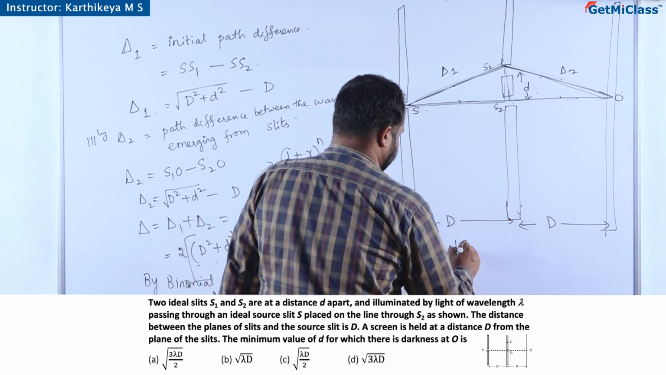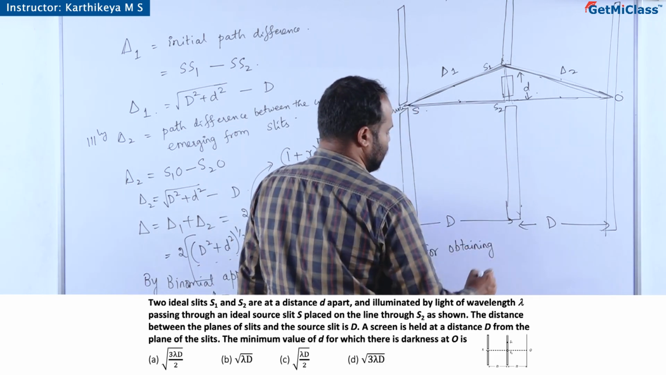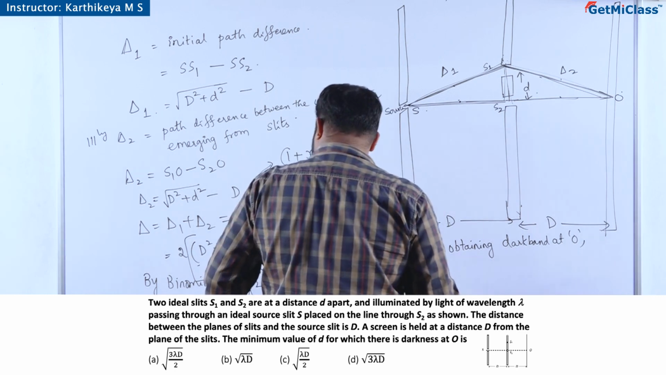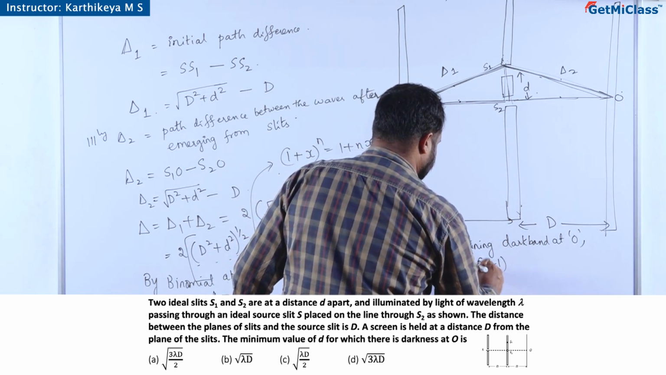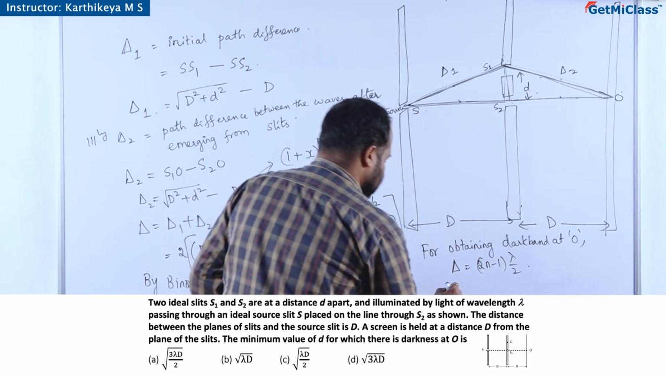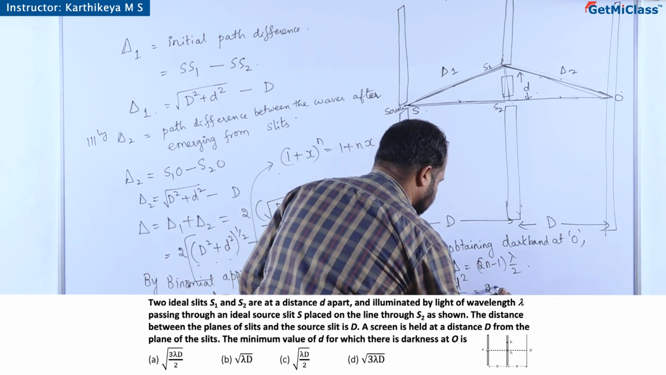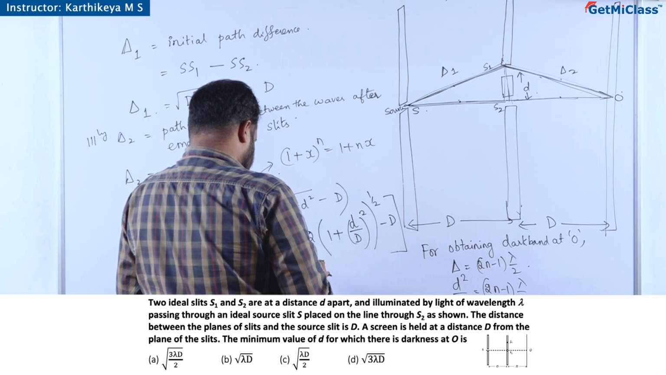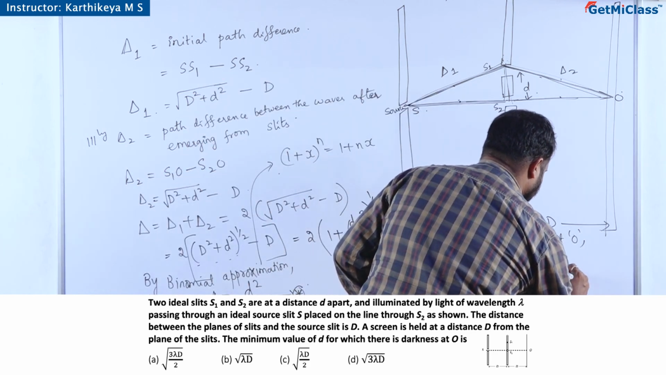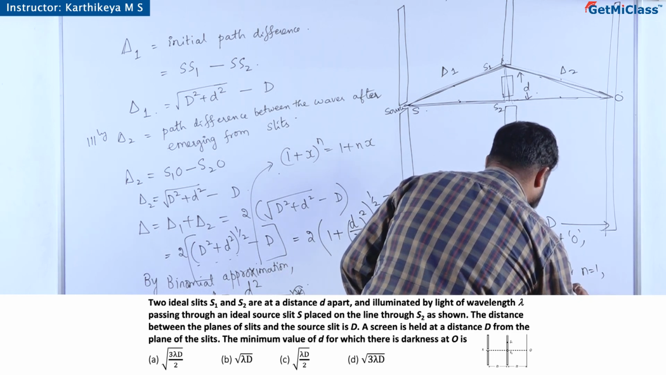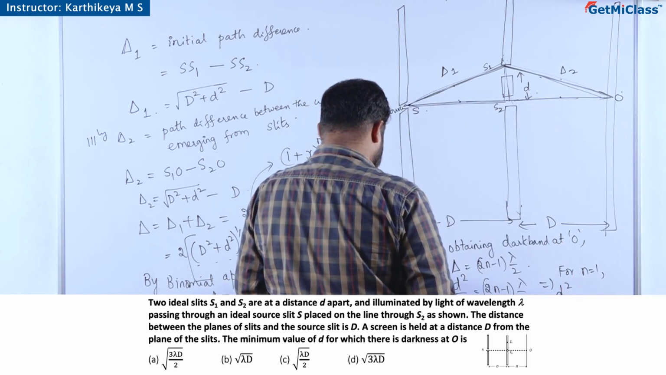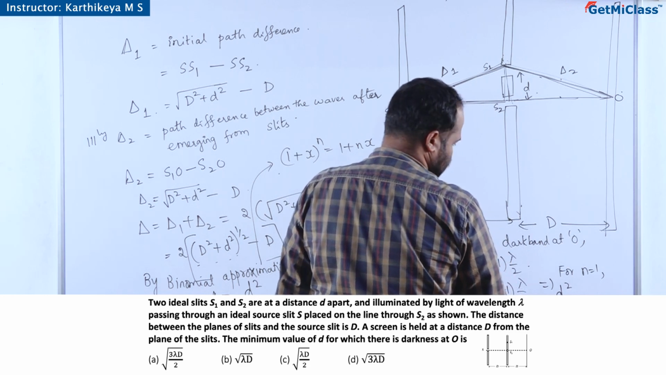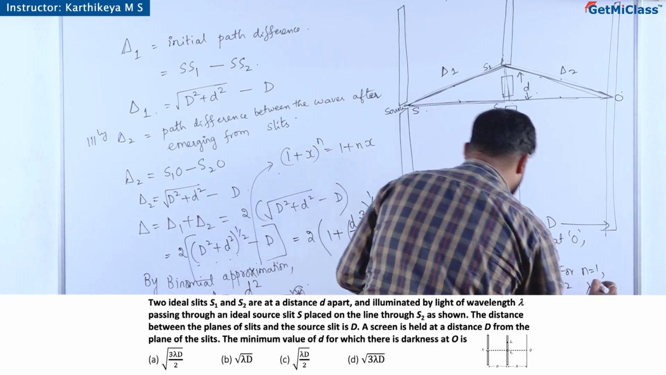Now, for obtaining a dark band at O, the path difference delta should be 2n minus 1 times lambda by 2, and that is d square by D equal to 2n minus 1 lambda by 2. So, for n equal to 1, d square by D is equal to lambda by 2.